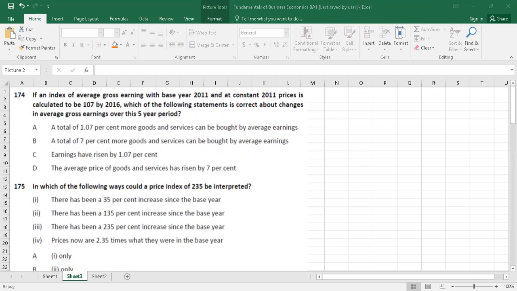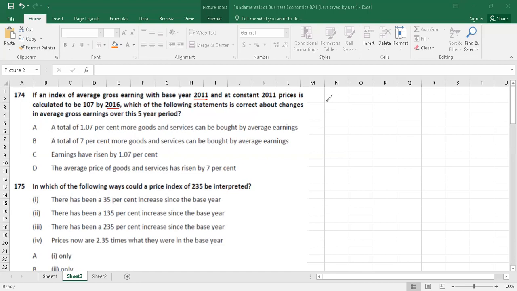Question number 174 says: if an index of average gross earnings with base year 2011 and at constant 2011 prices is calculated to be 107 by 2016, which of the following statements is correct about changes in average gross earnings over this 5 years period? See, the base year here is 2011. The index value is calculated for the year 2016. So from 2011 to 2016, there is a time period of 5 years. If the base year value is taken as 100%, the prices in 2016 stand at 107%.